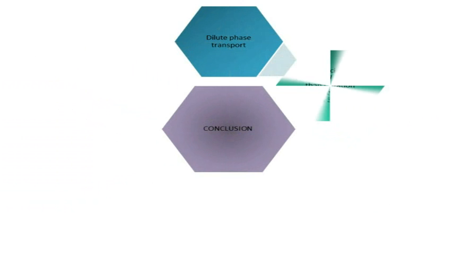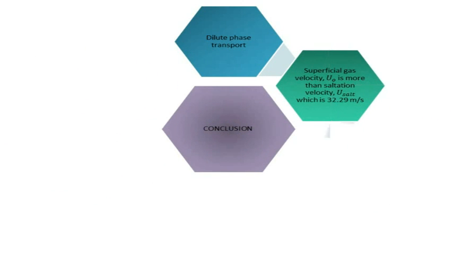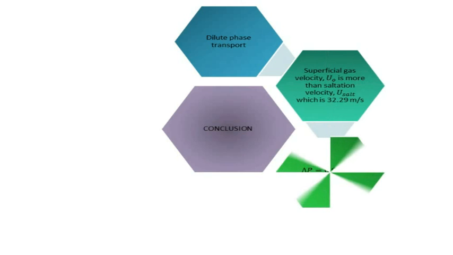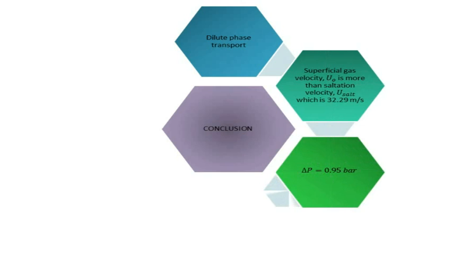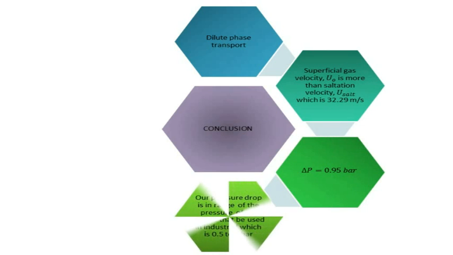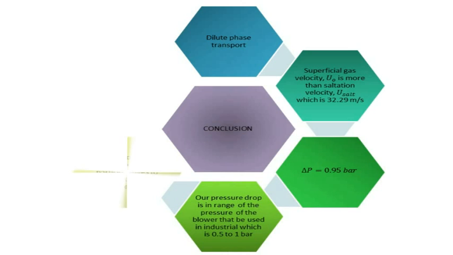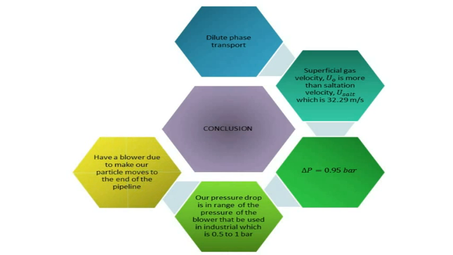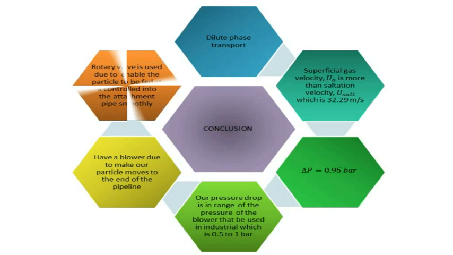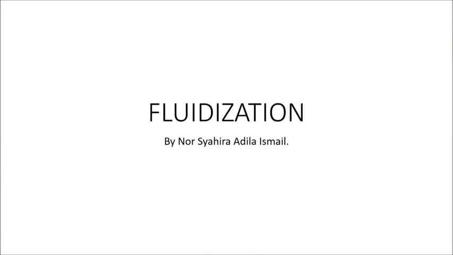This is due to the superficial gas velocity being more than U_salt, which is 32.29 meters per second. Our pressure drop is 0.95 bar. Our pressure drop is in the range of the blower pressure used in industry, which is 0.5 to 1 bar. We have a blower to make our particles move to the end of the pipeline, and we have a rotary valve to enable the particles to be fed in a controlled manner into the pipe smoothly. Let's proceed with the fluidization.